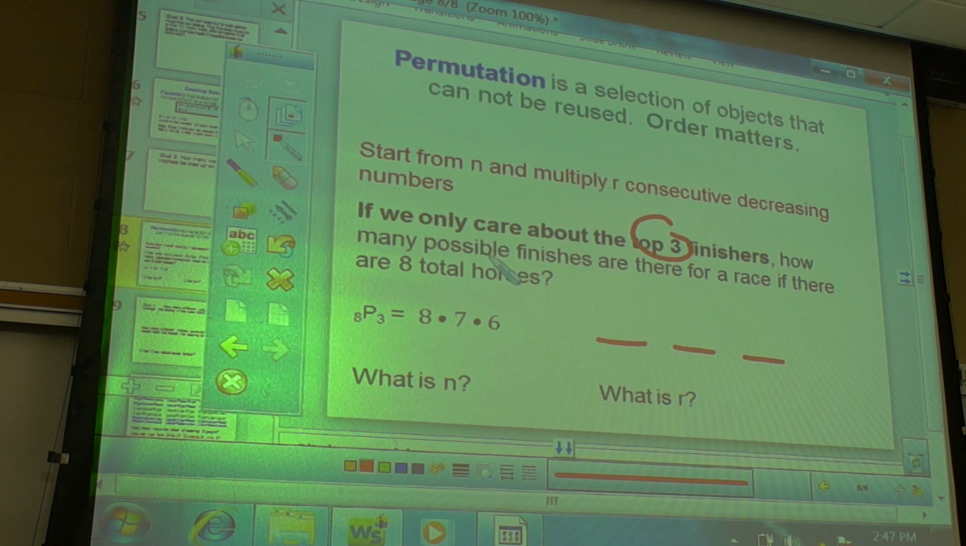I like to think about permutation as you start from n. So here I have 8 items, 8 horses. I start from n, and I multiply. I'm going to pick 3 of them, so I'm going to multiply down 3 spots. 8, 7, 6. That's the easiest way of thinking of it.